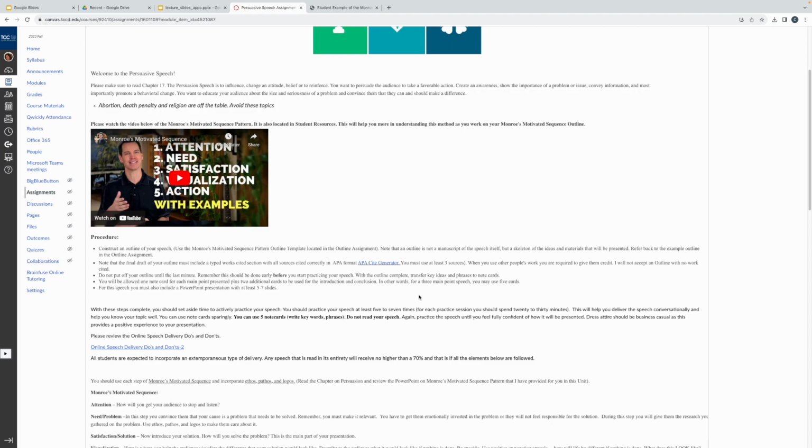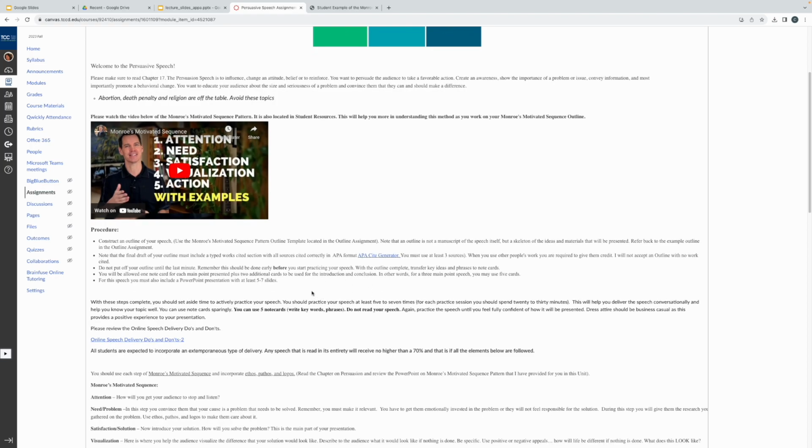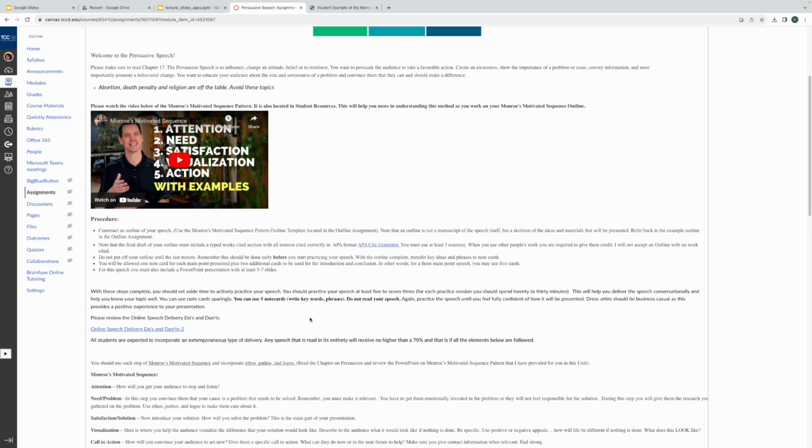So with the outline complete, transfer key ideas and phrases to note cards. Yes, you can use note cards. Just include keywords, key ideas, and phrases, not the whole speech. You're also required to create a PowerPoint presentation just like you did in your previous speech with at least 5 to 7 slides.